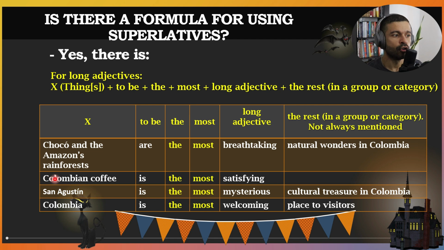For example, Colombian coffee is the most satisfying. Here maybe the text or the context already tells me what is that category or group, so it's not necessary to mention it. San Agustin is the most mysterious cultural treasure in Colombia. Colombia is the most welcoming place to visitors.